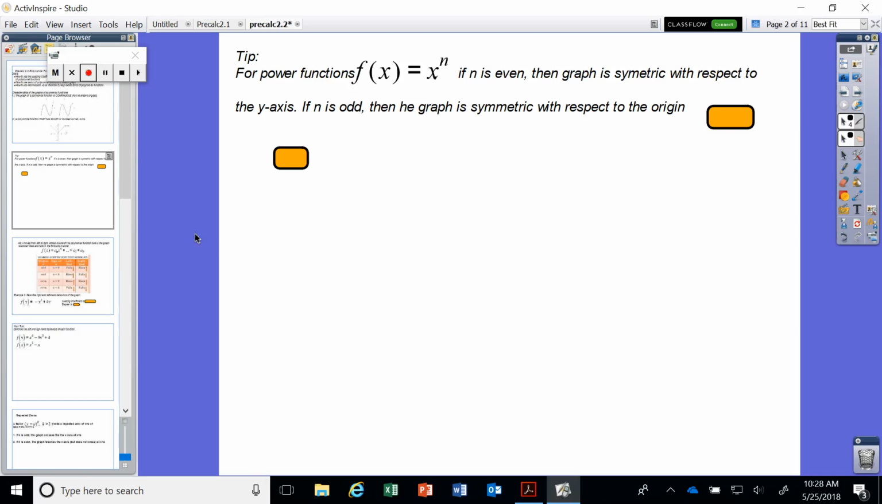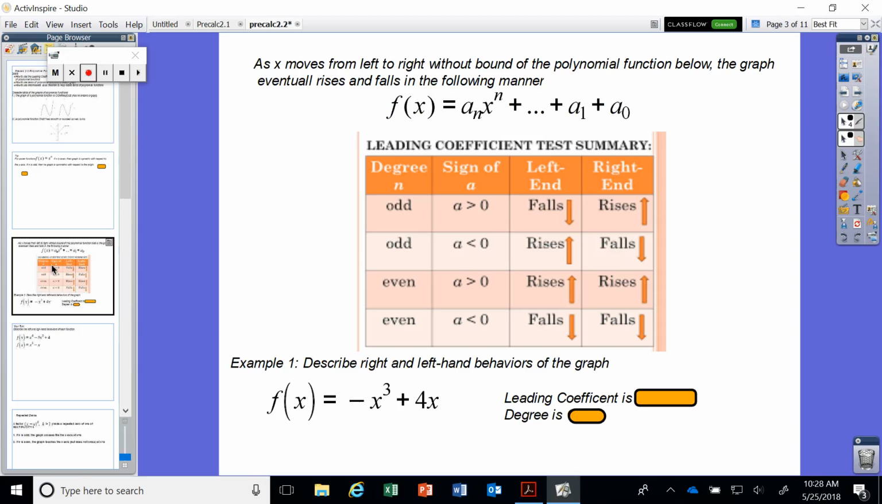All right, so let's dive into the real first part of our goal, which is to look into the leading coefficient test. Again, what is it for?